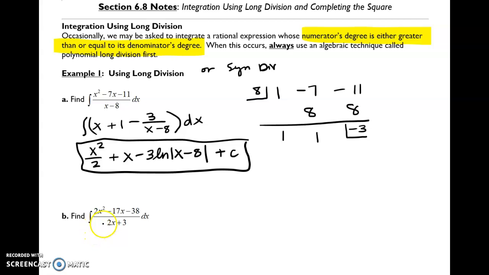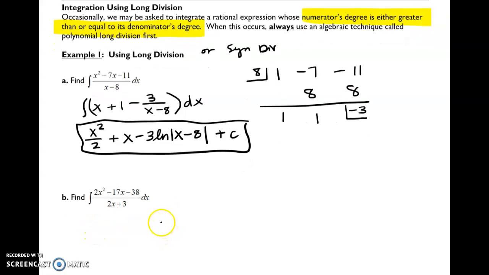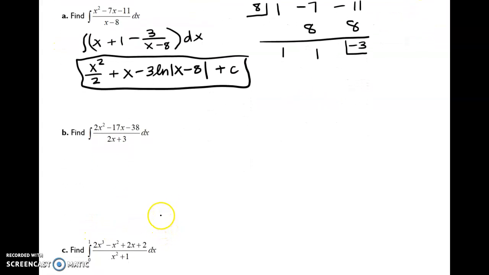For part B, we have 2x squared minus 17x minus 38 over 2x plus 3. I recognize that the degree of the numerator is higher than the degree of the denominator, so I know I will have to do division. Since I'm dividing by 2x plus 3, which has a leading coefficient that is not 1, I will have to use long division. So my divisor is 2x plus 3, and I'm dividing that into 2x squared minus 17x minus 38.